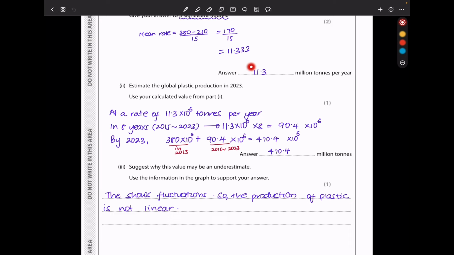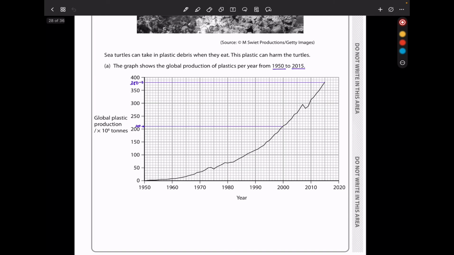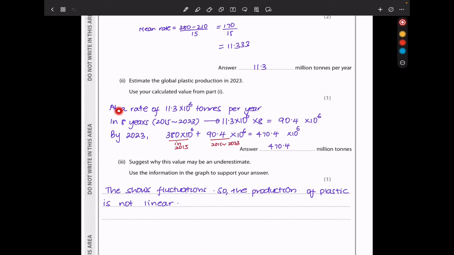Next, they say estimate the global plastic production in 2023. Now remember, this is per year, and if I go back here, this is until 2015 where we have 380. So I'm going to extrapolate from 2015 all the way to 2023. That is about 8 years. Now until here the mean rate was 11.3. So 11.3 times 8 years, and then I'll add it to the 380 to find an estimate. So I said at a rate of 11.3 times 10 power 6 tons per year, for the 8 years, which is between 2015 to 2023, it's going to be 11.3 times 10 power 6 times the 8 years, giving us that. This is the estimate that can be produced in the 8 years.